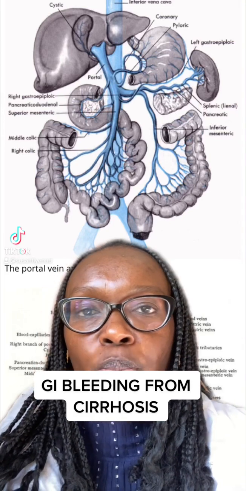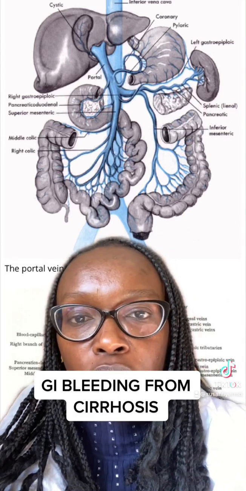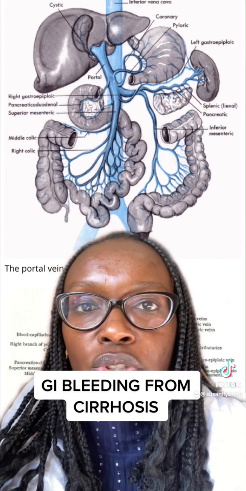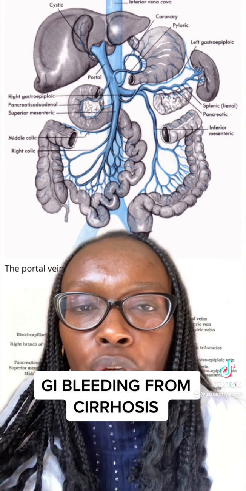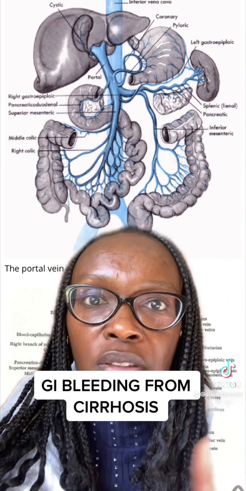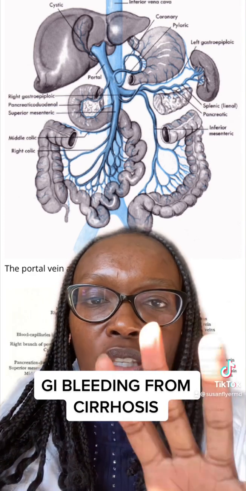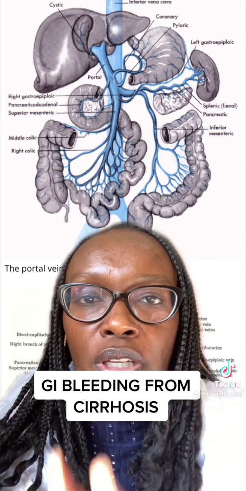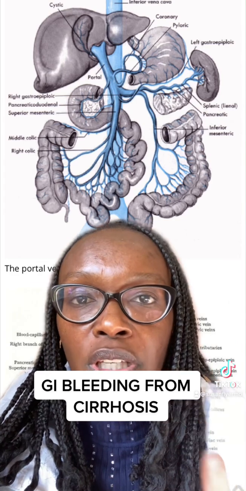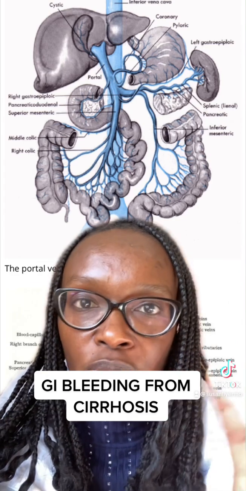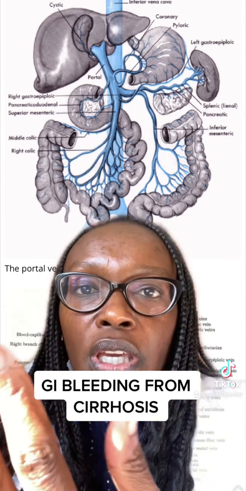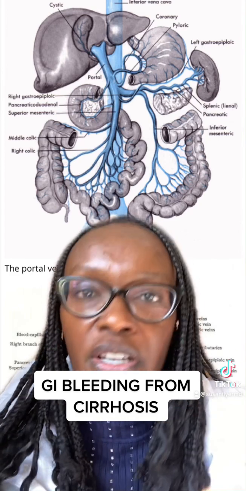So let's talk about the GI bleeding that we see in cirrhosis. At the top of the screen, you see the liver, and then you see all the organs surrounding it: the stomach, the spleen, the small and large intestine that drain into the liver. So typically low pressure from the veins of all these organs is going into the liver for detoxification.